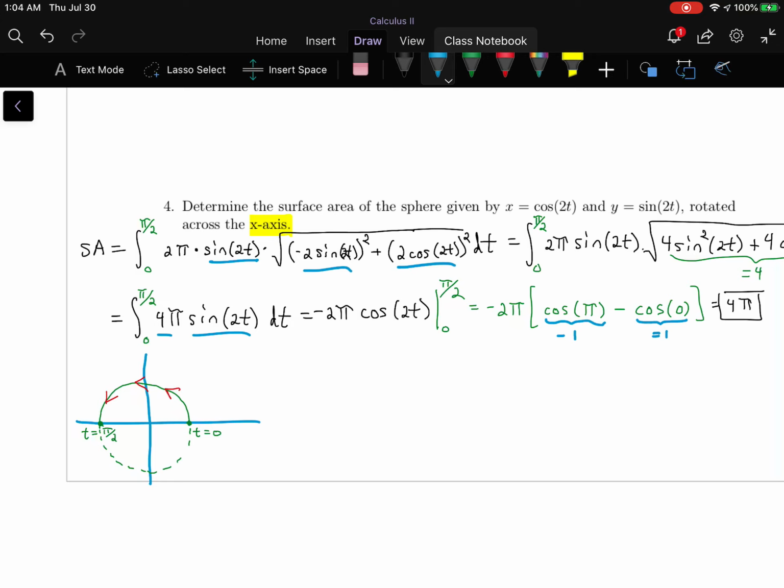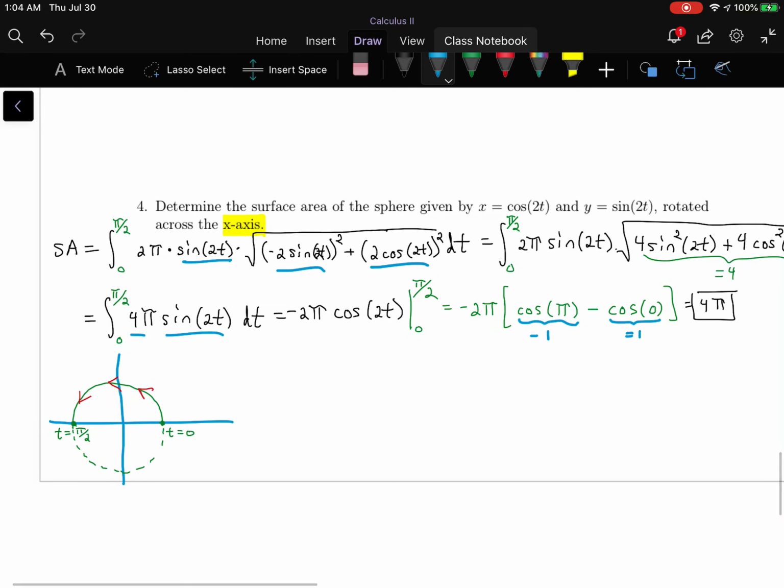is still lingering, but at least this is easier to integrate, and so this is going to be -1/2 cosine 2t, which gives us -2 pi cosine 2t evaluated from 0 to pi over 2. And when you do that, it's going to come out to just 4 pi. And that is how you could do some calculus.